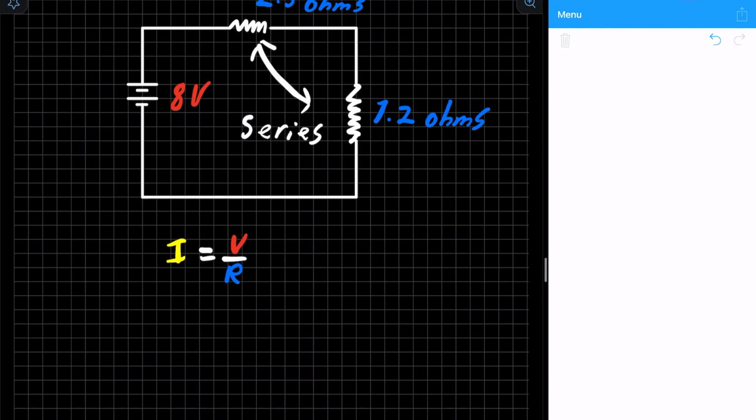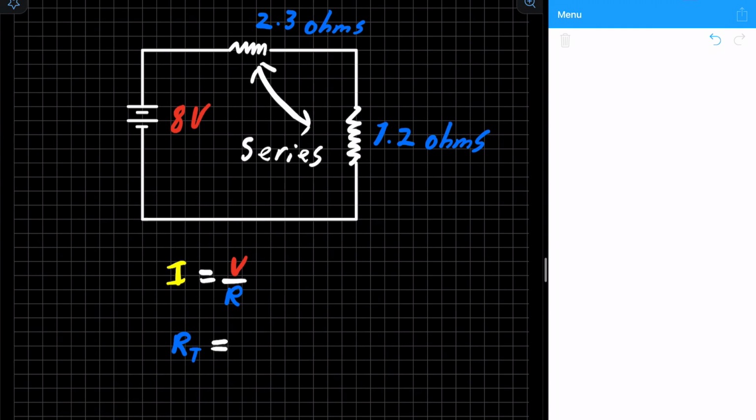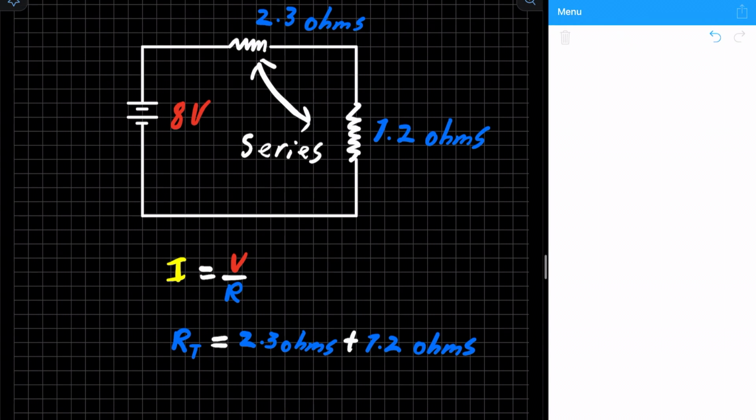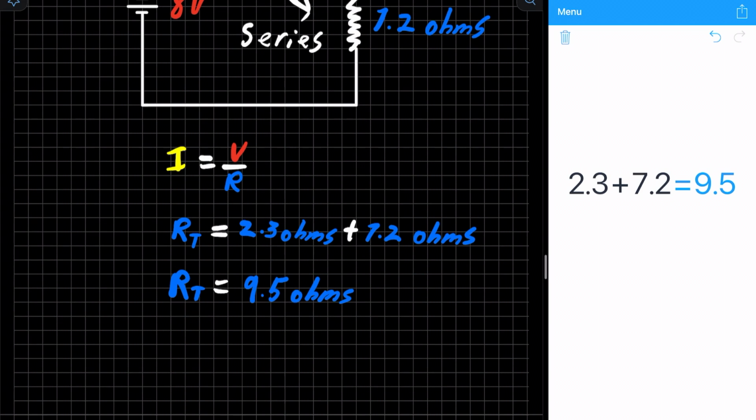I equals V divided by R. E and V can be used interchangeably to represent voltage. First, we need to find the total resistance. RT equals 2.3 ohms plus 7.2 ohms, which equals 9.5 ohms. We can now sub the values into our equation. I equals 8 volts divided by 9.5 ohms, which equals 0.842 amps.